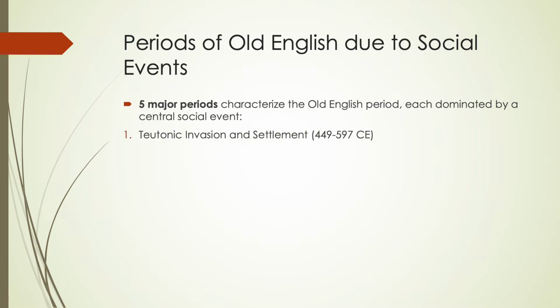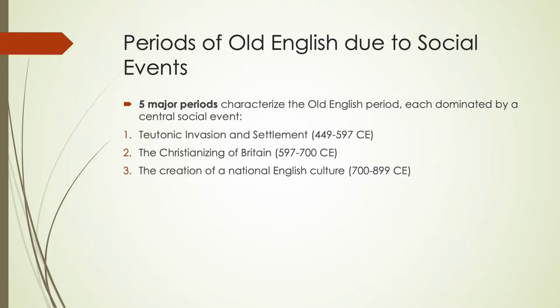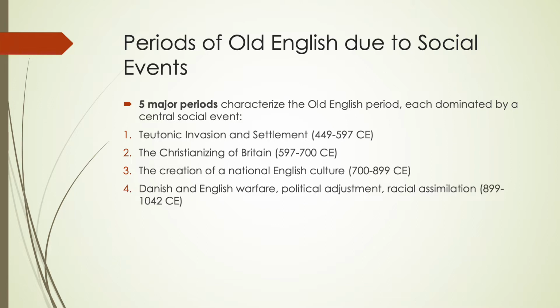So the first one, the start of English as a language separate from Germanic, was the Teutonic invasion and the settlement of the British Isles by the Teutons. And we'll look at that in a little bit more detail in a moment. The Christianizing of Britain, which took place from around 597 to around 700. The creation of a national English culture, which took a couple hundred years during this period of time. Then the period of Danish and English warfare, there was a lot of political adjustment and eventually some racial assimilation between these groups, and this ended in around 1042.